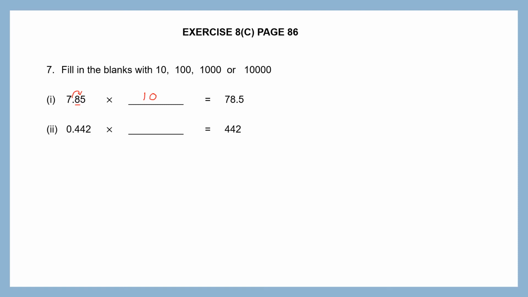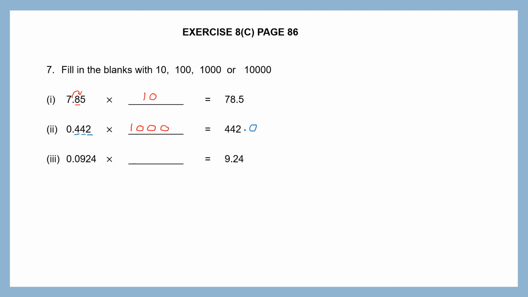0.442 has now become 442. That means it's a whole number, and for a whole number, it's understood that the point is after that. So the point is here, and it is 442.0. So how many places has the point moved? 1, 2, 3 places. That means we multiply by 1000. 1000 has 3 zeros. It has moved 3 places, so we have 3 zeros.